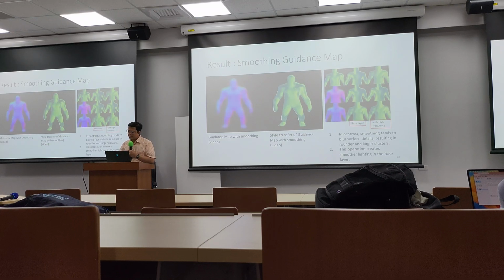In contrast, the smoothing tends to blur the surface detail, resulting in rounder and larger clusters, and this operation creates smoother lighting in the base layer.